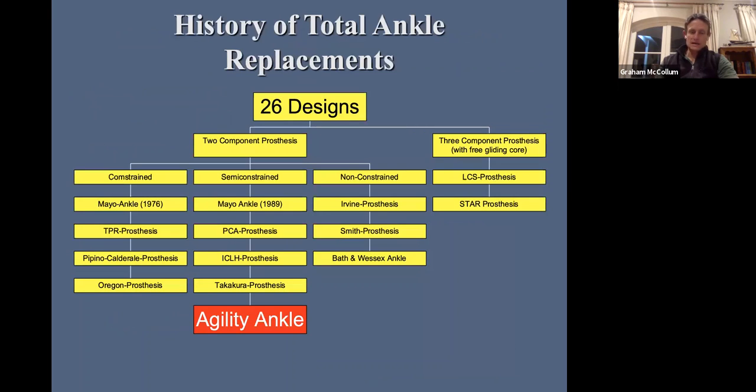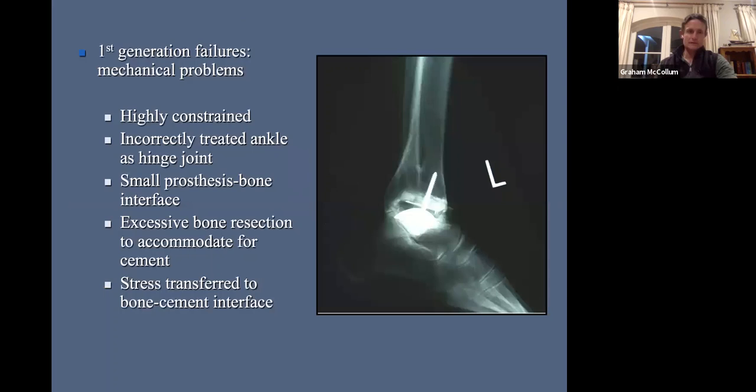There are a lot of different designs, starting off with the very first generation, which were total failures, highly constrained, cemented type of implants, which were really just made not thinking about the ankle as a simple hinge, but a complex hinge which has multiple centers of rotation. They also relied on excessive bone resection, and then obviously significant stress transfer from the bone to the implant.